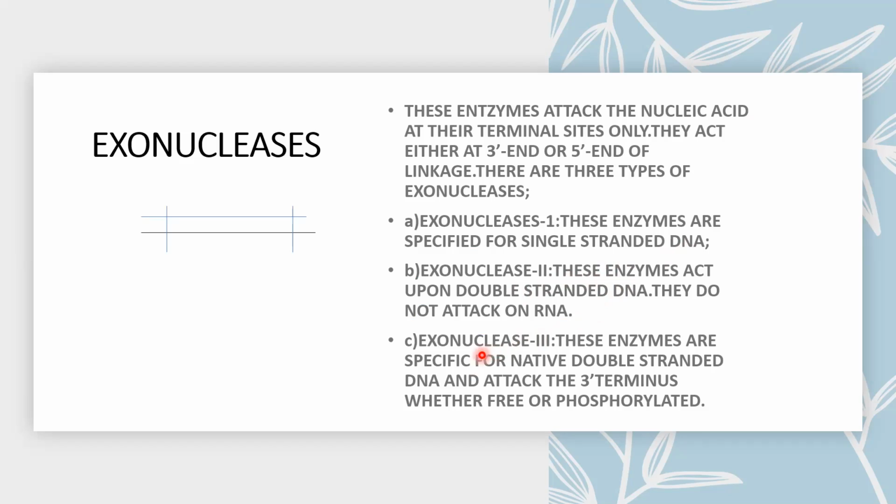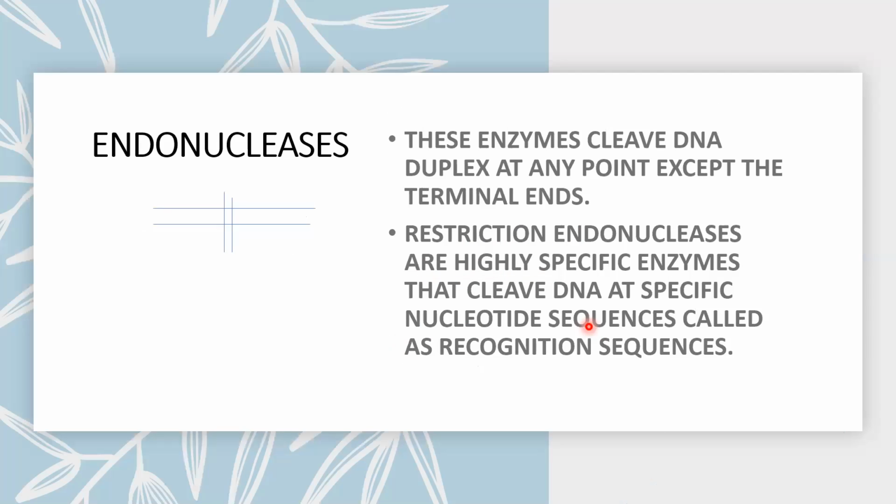Then we have exonuclease 3. It is specific for double-stranded DNA. It will attack the 3' terminal end of the DNA. That end may be free or phosphorylated. Phosphorylated means phosphoric acid is present. If phosphoric acid is removed, then we call that end free. So exonucleases act on the terminal ends of the DNA. They are categorized into three categories: exonuclease 1, exonuclease 2, and exonuclease 3.